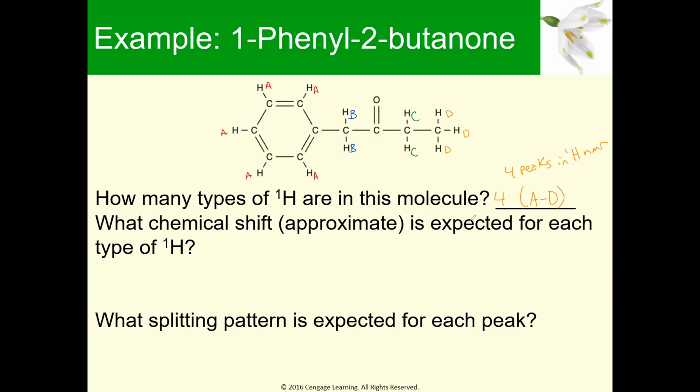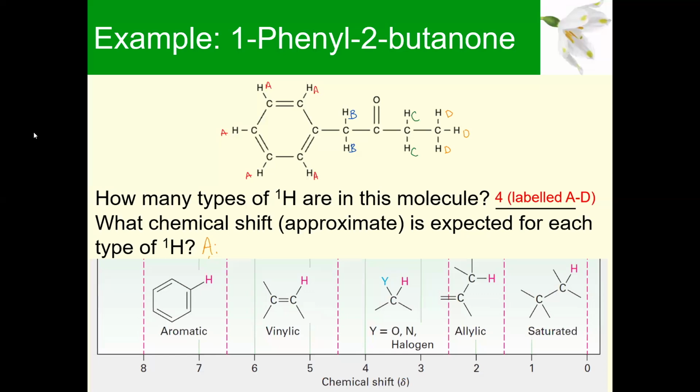Okay, so now let's go ahead and try to predict the approximate positions we would expect each of these peaks to show up in the spectrum. We're just going to talk about each one of these. Okay, so hydrogen type A. Well, what is it? It's on a benzene ring. I expect that hydrogens on a benzene ring are going to be in the range of about 6.5 to 8.